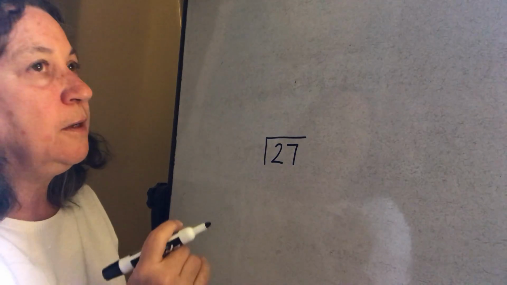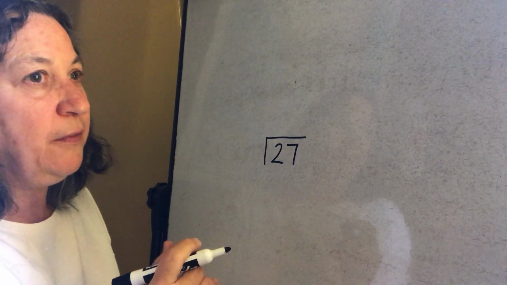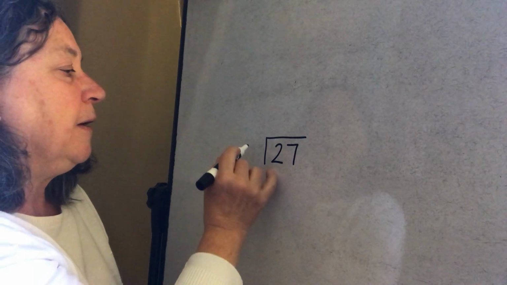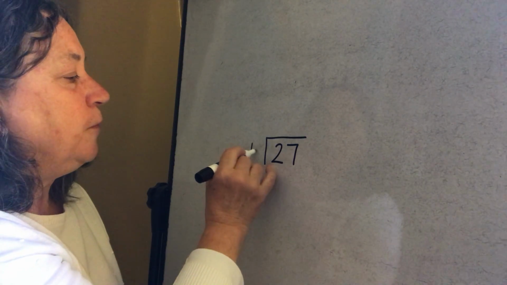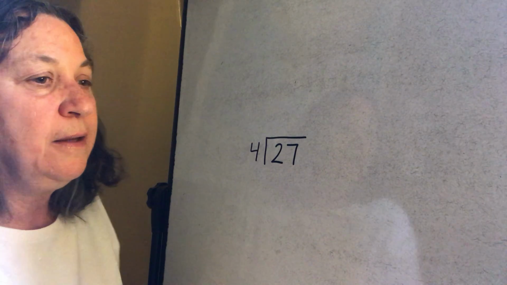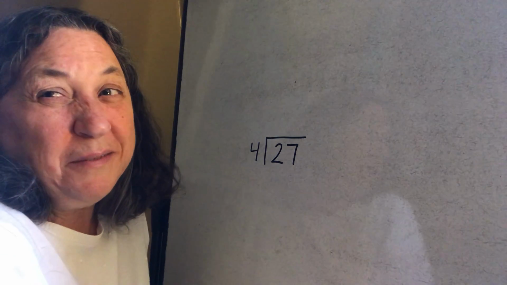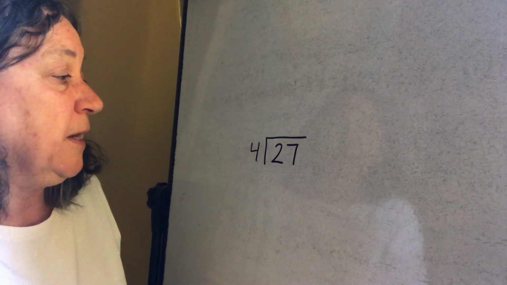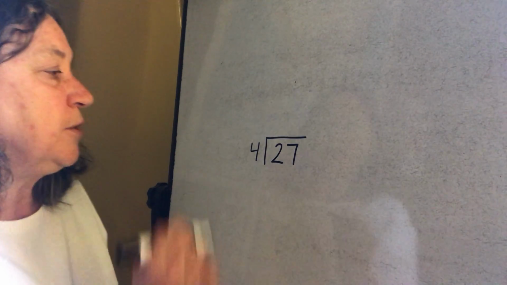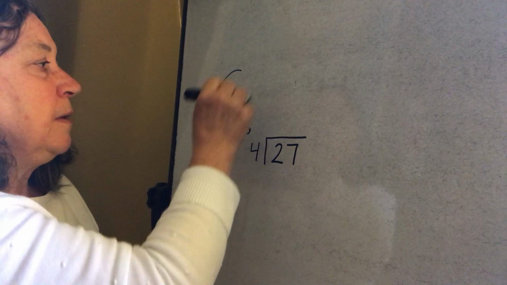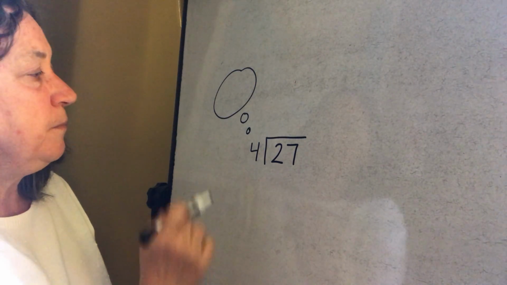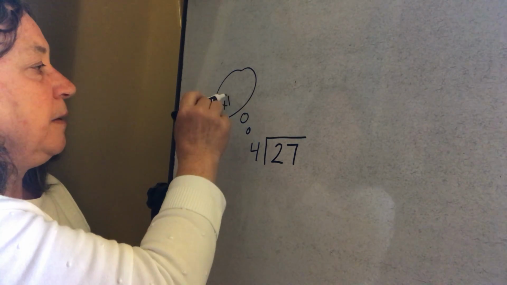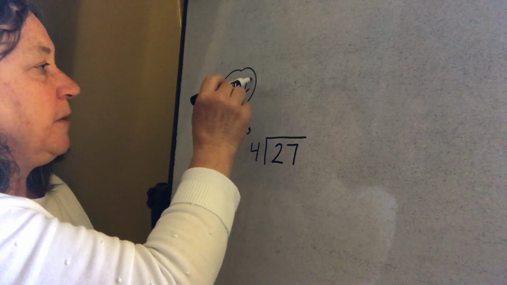27 Easter eggs, all hidden around the house. And let's see, 4 kids are searching for eggs. It probably wouldn't come out like this, but let's say that they all got the same amount of eggs when the race was done. So how many Easter eggs would they find each? 4 times what comes close to 27?